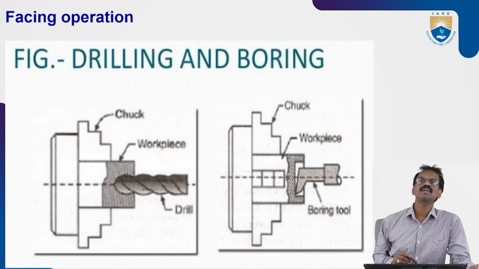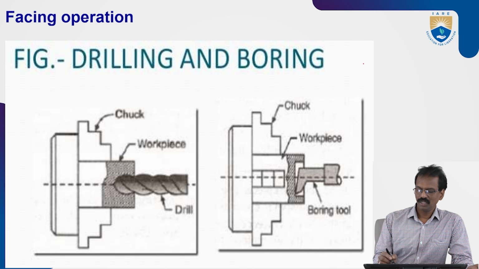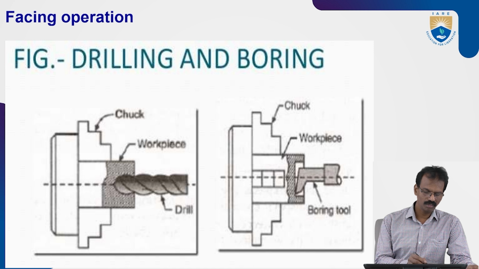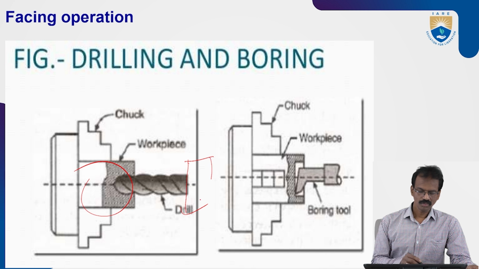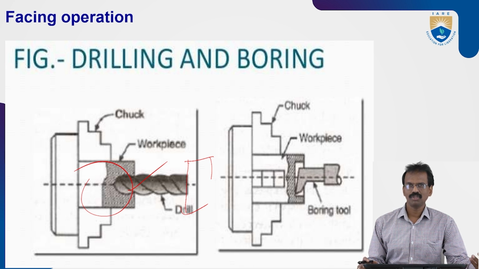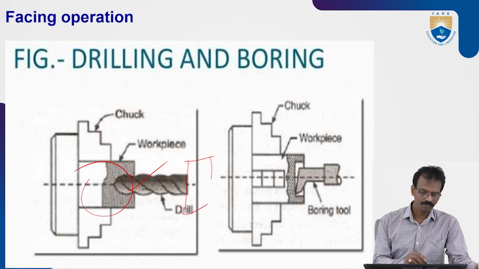Next one is the drilling and boring operations. With the help of the lathe machine, we can fix the drill bit in the lathe machine and perform the drilling operation. It is making holes into the workpiece by fitting the drill bit in the tailstock. That is the drilling operation. You know that separate drilling machines also exist, but we can perform the drilling operation on the lathe machine also. Then we can perform tapping, making internal thread cutting in this hole also.